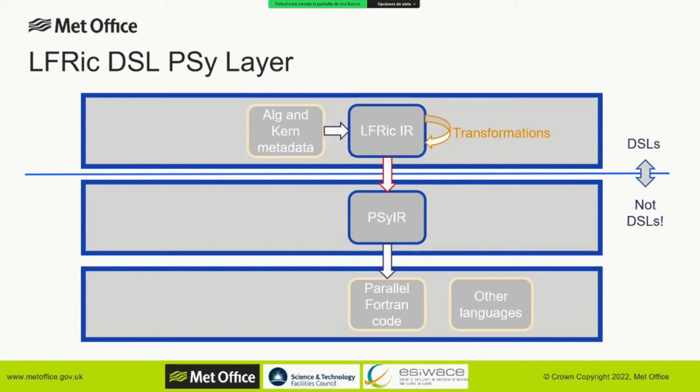So the algorithm and kernel, Eva, 5 minutes. Sorry, it's difficult to talk. Yes. Eva, 5 minutes. Right.